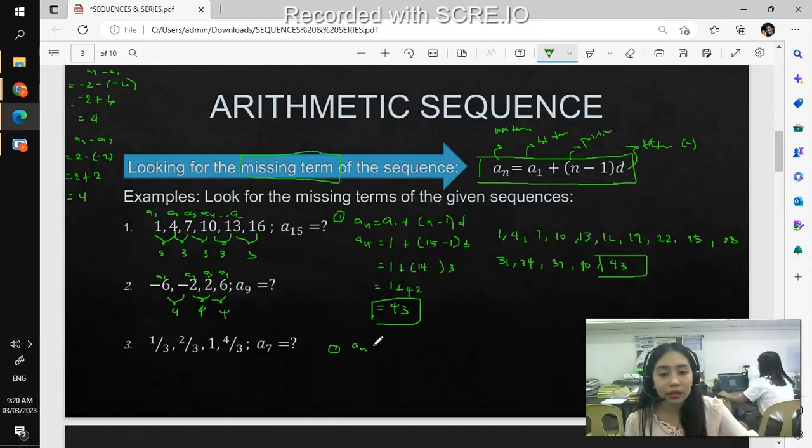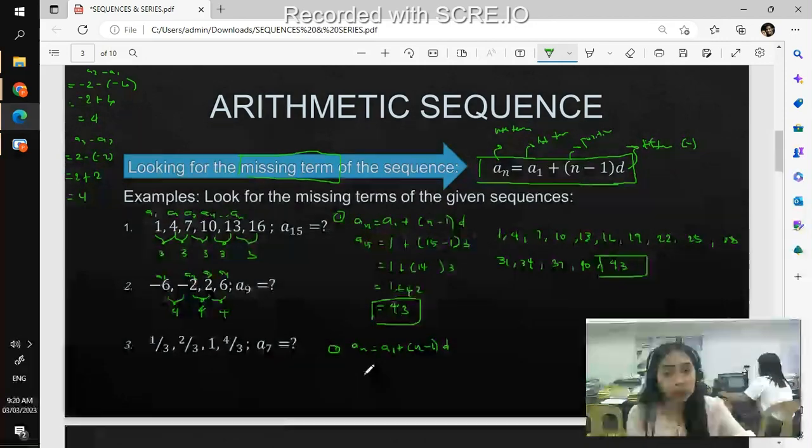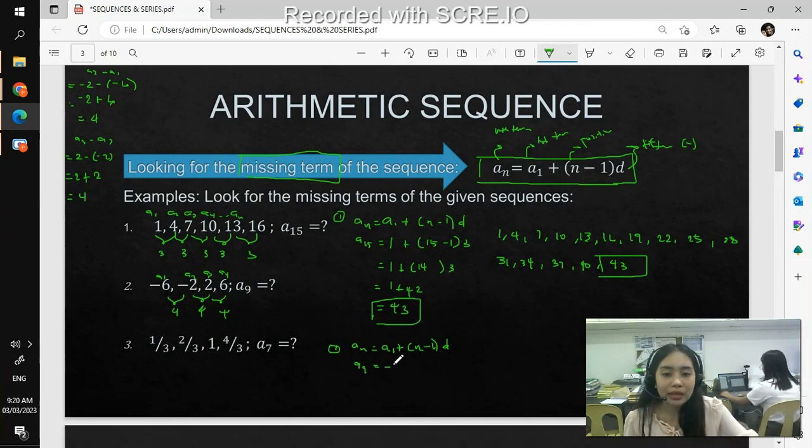So you have there a sub n is equal to a sub 1 plus n minus 1 times d. Okay, next is we substitute the given terms. Here, a sub 9 is the missing term, so we replace that to a sub n. So we have here a sub 9 is equal to our first term, that is negative 6, plus the value of our n, or the position of the missing term, is on its ninth place. So we replace n with 9 minus 1 times our common difference, which is 4. Okay, so this gives us negative 6 plus 9 minus 1, that is 8, times 4.